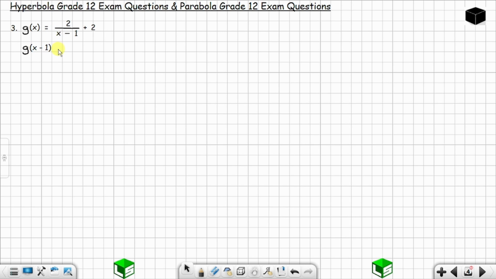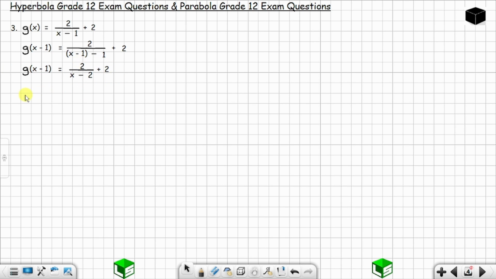So g of x minus 1 is equal to 2 over, you substitute this x with x minus 1, like this. And then you have minus 1. Don't forget it. And remember, you have plus 2 there. And you carry on. G of x minus 1 is equal to 2 over x minus 1 minus 1, and this is minus 2, right? x minus 2, plus 2 there. You can see this is still an equation of a hyperbola.